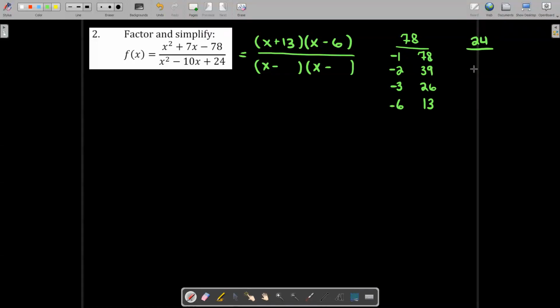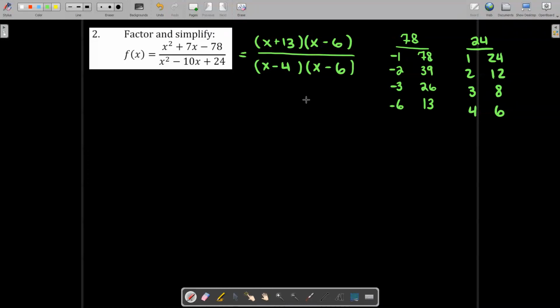Some of you probably already know what those numbers are, but there's 1 times 24, 2 times 12, 3 times 8, 4 times 6, and those are all the different combinations of numbers. And I know they're both going to be negative this time. They're going to add up to 10, and 4 and 6 are going to be those two numbers.